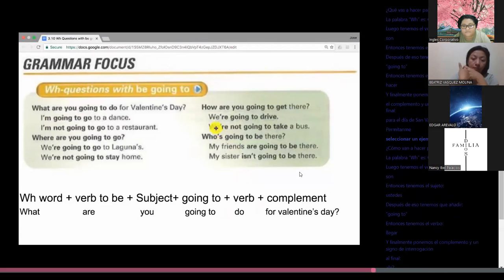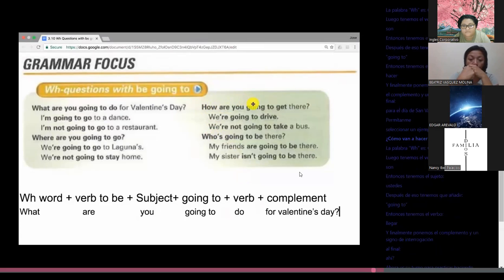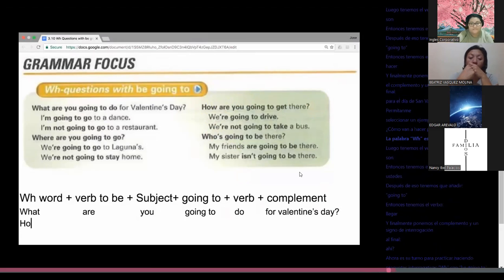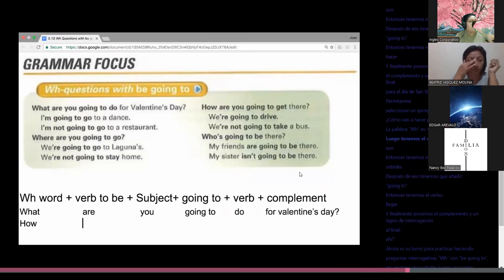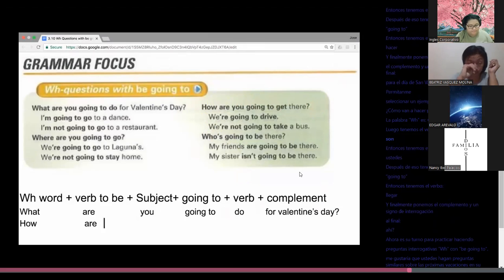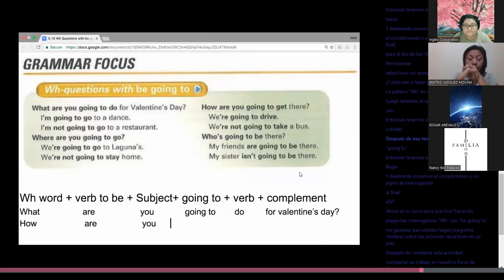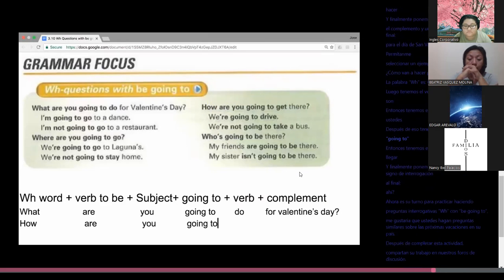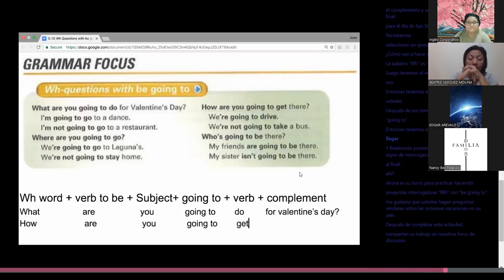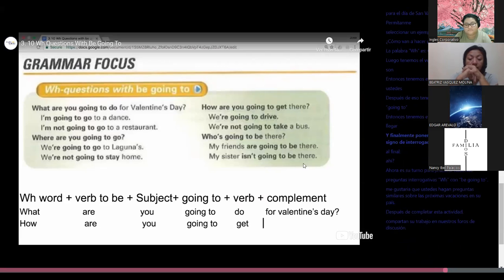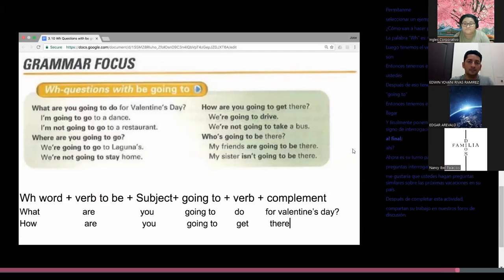Let me choose one more example. How are you going to get there? The WH word is how. Next, we have the verb to be, are. Then we have the subject, you. After that, we need to add going to. Then we have the verb get. And finally, we put the complement and a question mark at the end there.